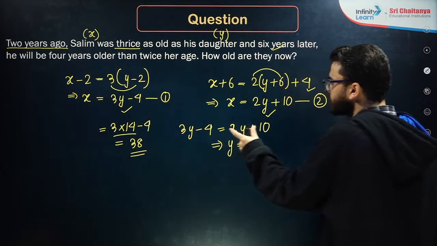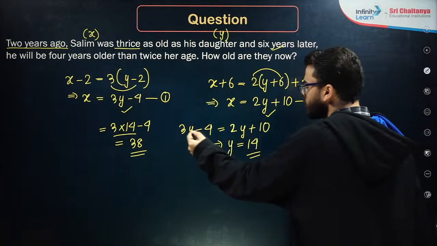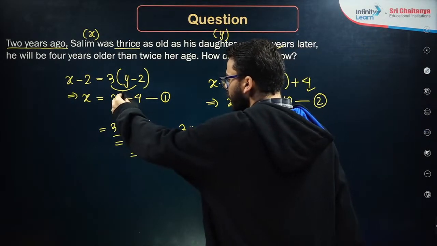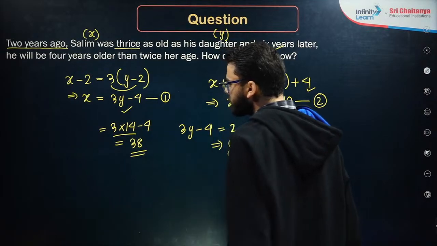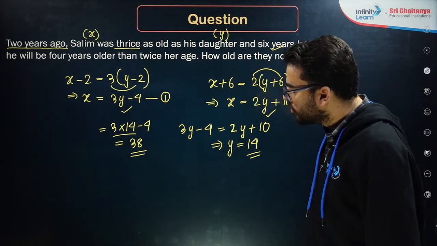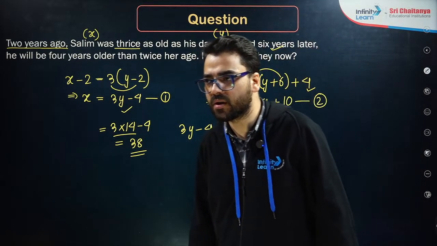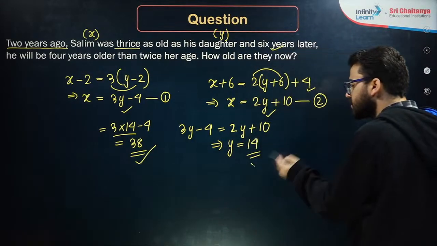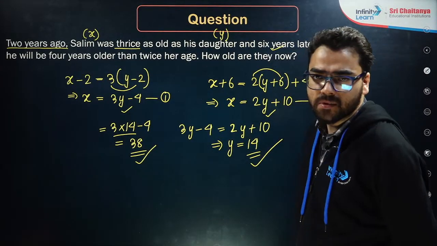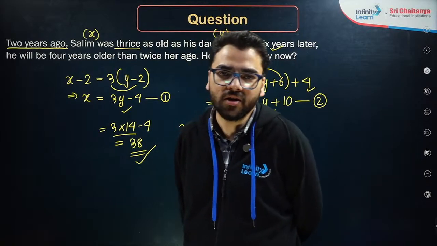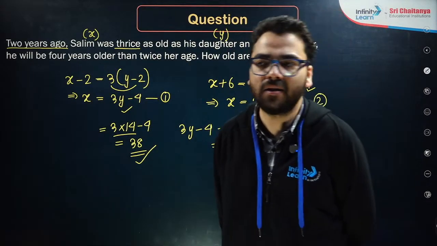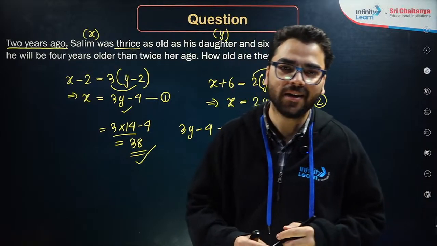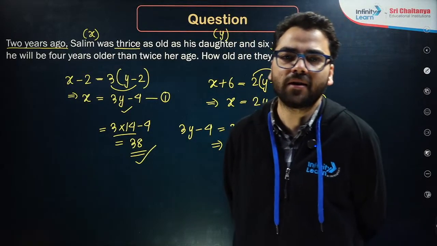So 3y minus 4 is equal to 2y plus 10. So y is equal to 14. You can put it over here, so you'll get 3 into 14 minus 4, that is 42 minus 4 is 38. So it means the present age of Salim is 38 years and the present age of his daughter is 14 years. If it comes in the board examination, obviously you have to write statements. If you write directly without writing this statement, you will not get full marks. I hope it is clear, guys. Please confirm that quickly.